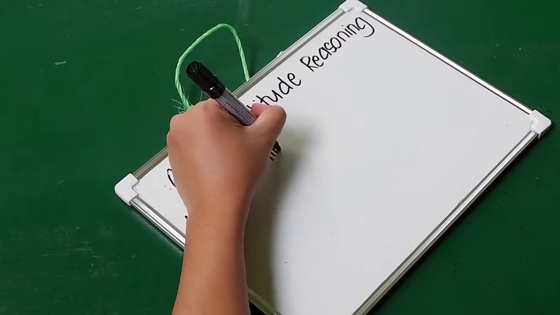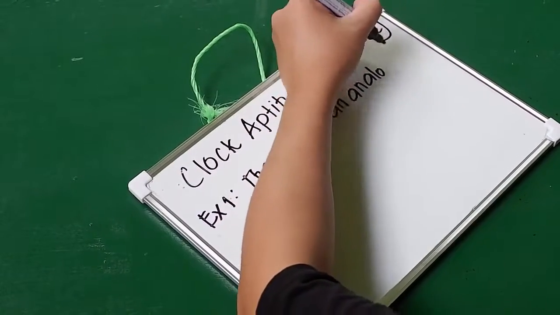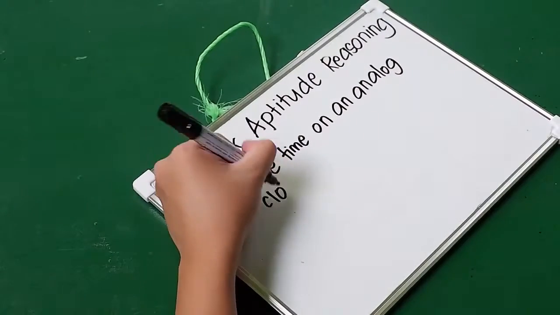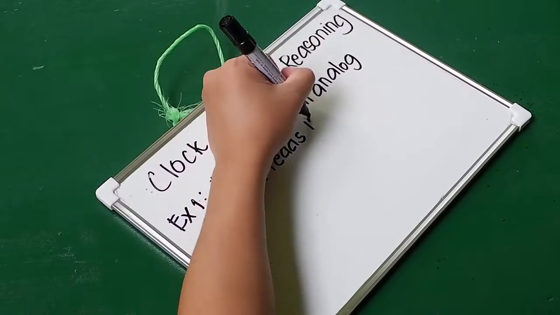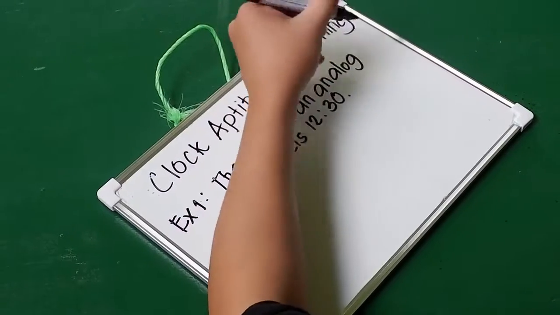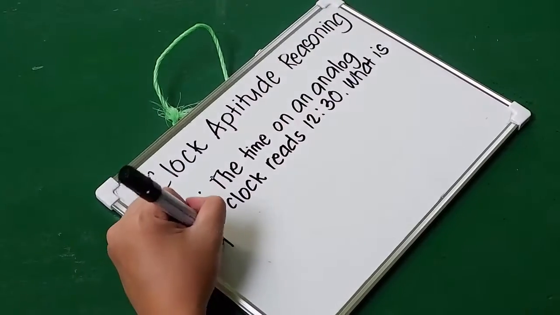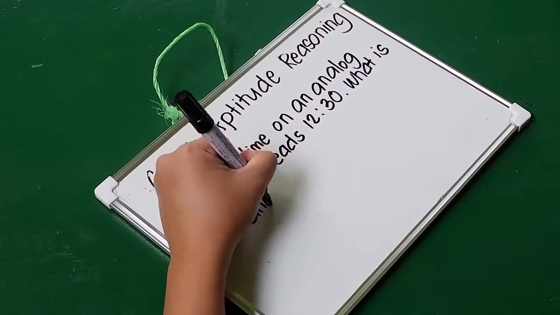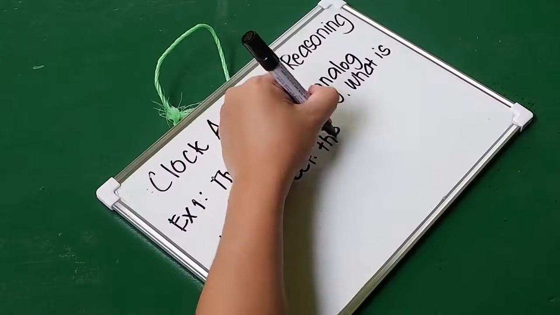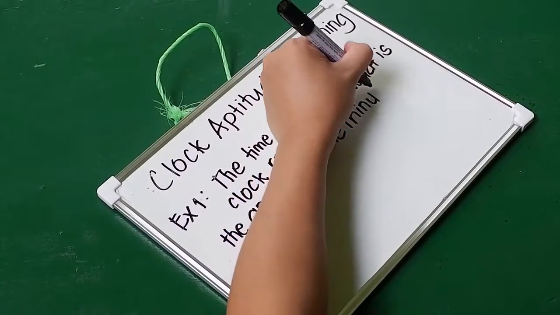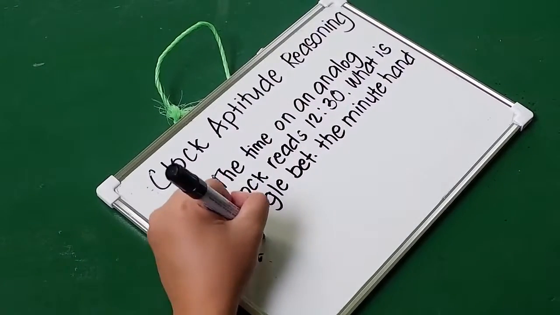The time on an analog clock reads 12:30. So the question is, what is the angle between the minute hand and the hour hand?